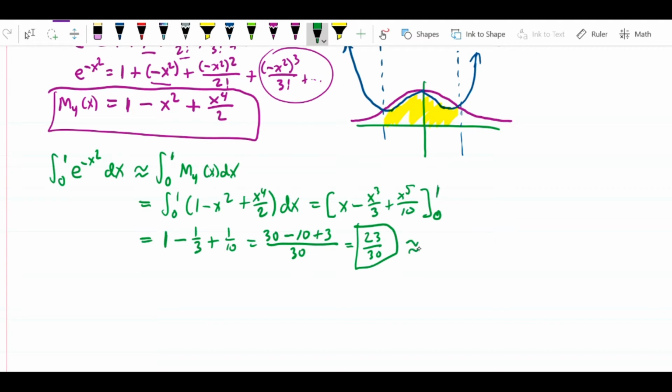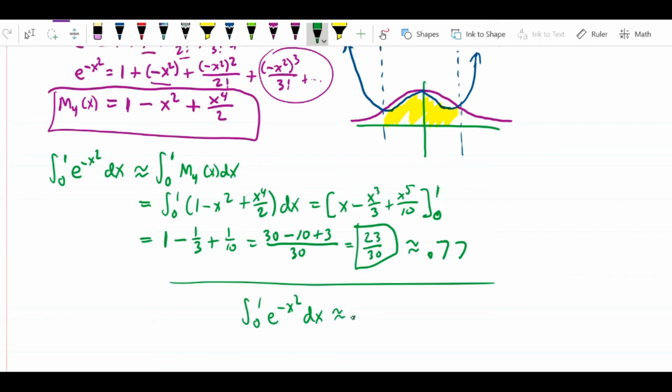23 over 30 is approximately equal to 0.77. If I ask Wolfram Alpha to give me the actual value of this, which it's not doing directly, it's just doing it by dividing the region into, let's say, 10 billion rectangles and adding them up, getting a very large Riemann sum, that comes out to approximately 0.75. So that's not bad. By integrating something that was really easy to integrate and was designed to be pretty close to the original function, I got about 2% away. So that's a pretty good approximation. That's one of the things that you can use these Maclaurin series for.